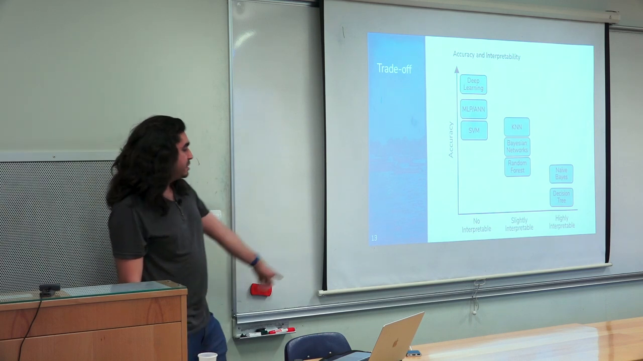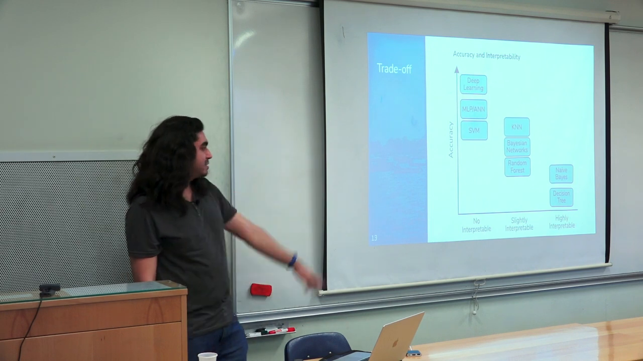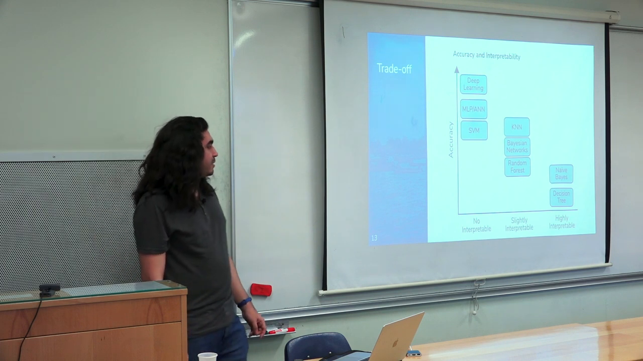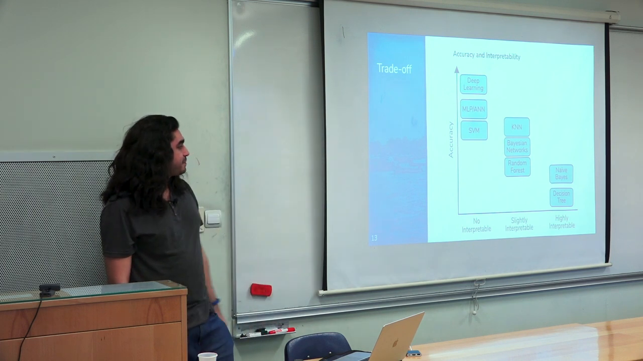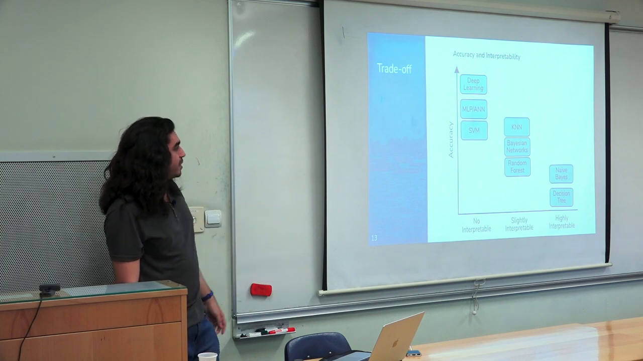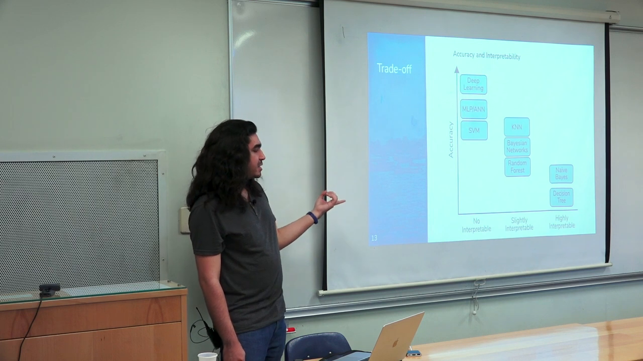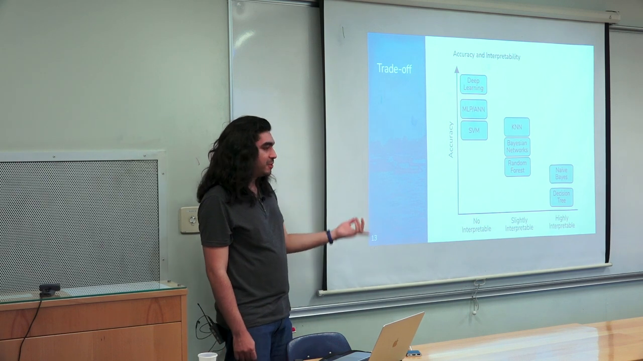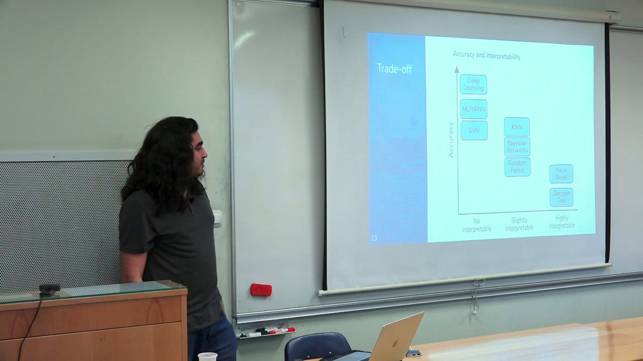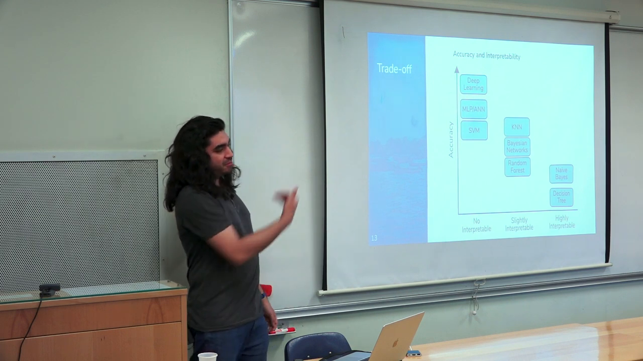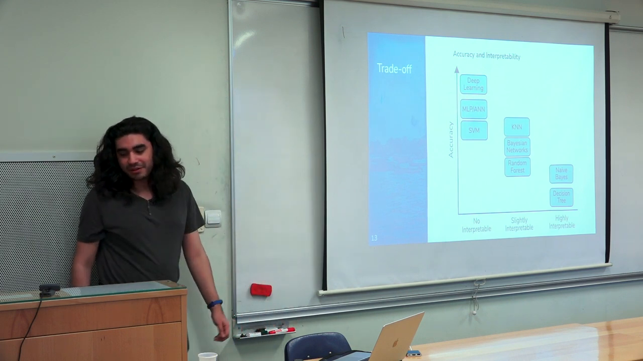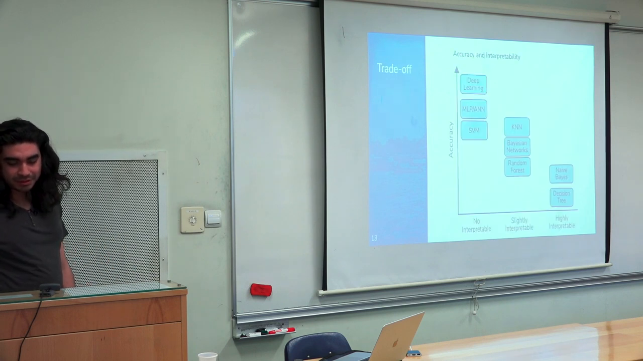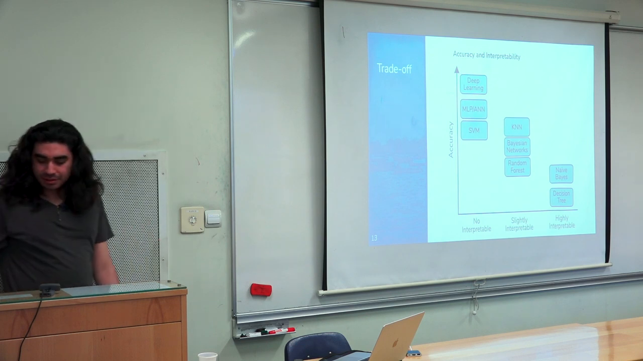If we put these three groups on one axis and the accuracy on the other, and we ask these models to solve the same task, we typically see this kind of chart where the most accurate models are the ones that are not interpretable, and the least accurate models are the ones that are highly interpretable. So we have this trade-off, where if you go for interpretability, you lose performance, and the other way around. So this is something that happens in real scenarios.